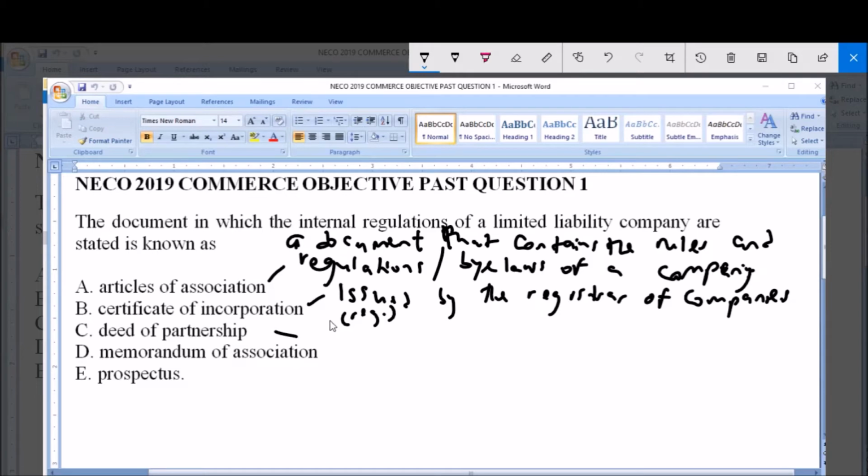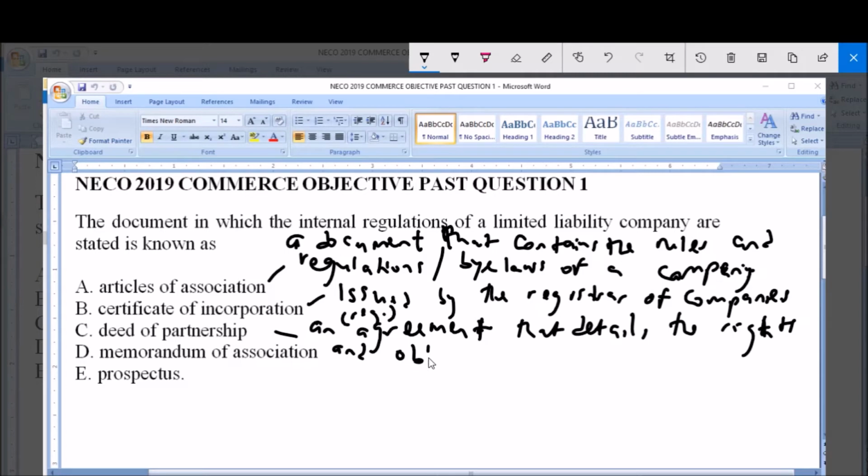And then option C, which is deed of partnership, is a document that contains an agreement, or basically an agreement that details the rights and obligations of each partner in a venture.